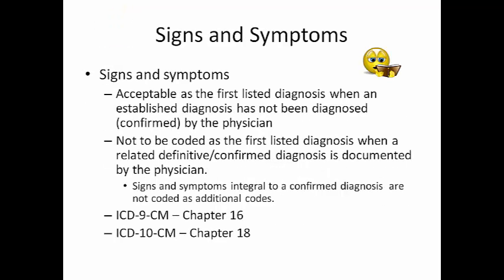So signs and symptoms are acceptable as a first listed diagnosis when an established diagnosis has not been confirmed by the physician. These signs and symptoms should not be coded as a first listed diagnosis when a confirmed diagnosis, of course, is documented by the physician. And then signs and symptoms, as we learned in one of our other scenarios on pneumonia with the fever and the cough, that are integral to a confirmed diagnosis are not coded as additional codes.